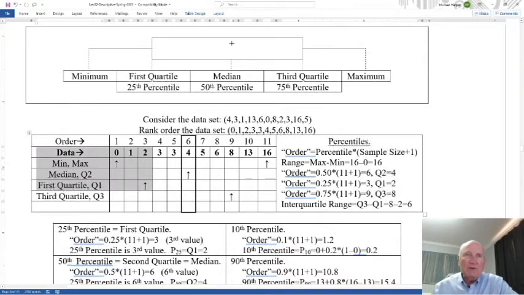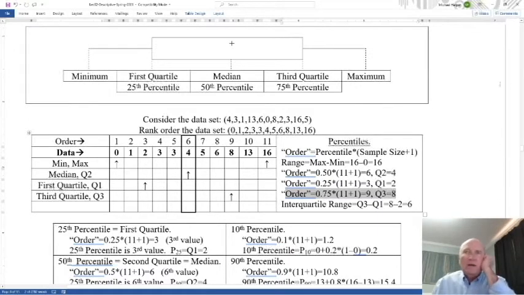What about my third quartile? Well, 75% of 12 is 9, and the ninth position is 8. So 8 becomes my third quartile.